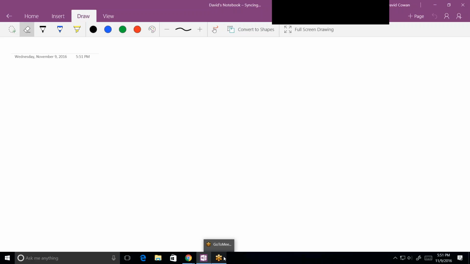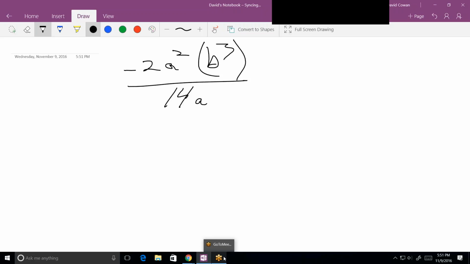negative 2a squared and then b to the third over. Hold on. Start again. Minus 2a squared, and then times b to the third. I didn't hear the times. And then over 14ab to the fourth. Is it the whole ab to the fourth or just the b part? Is it the entire ab to the fourth or just the b to the fourth?